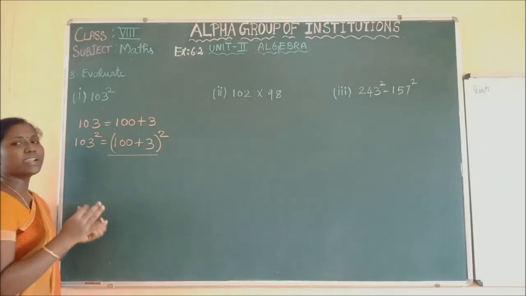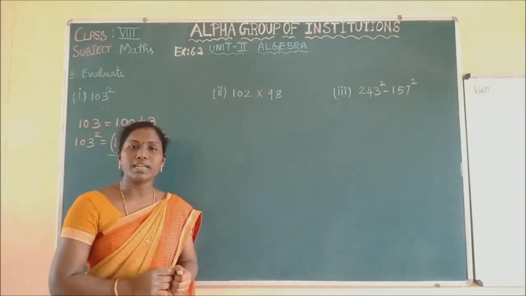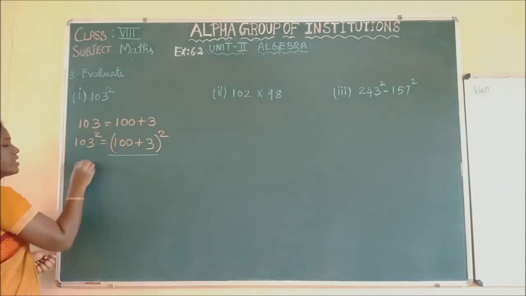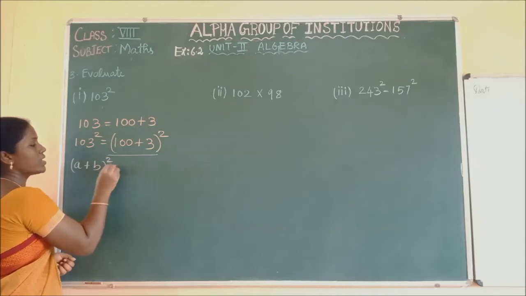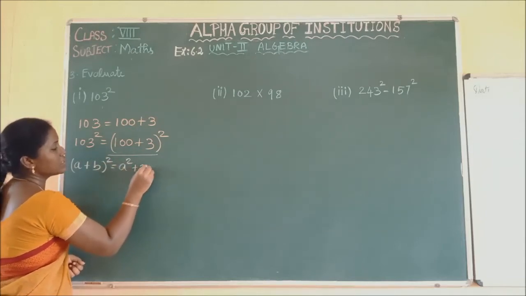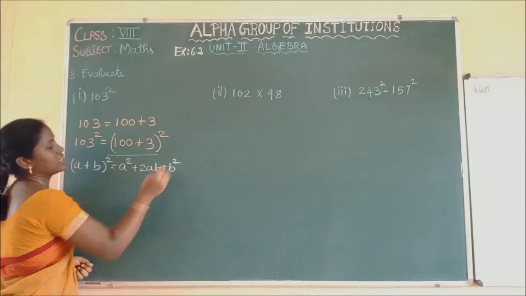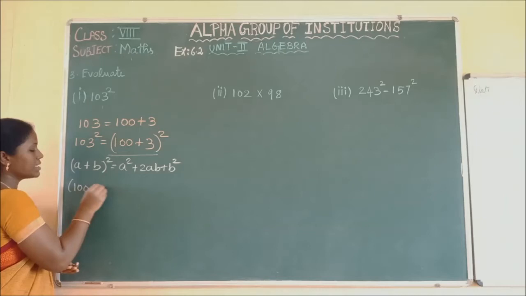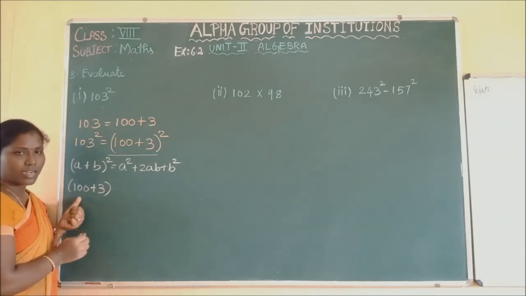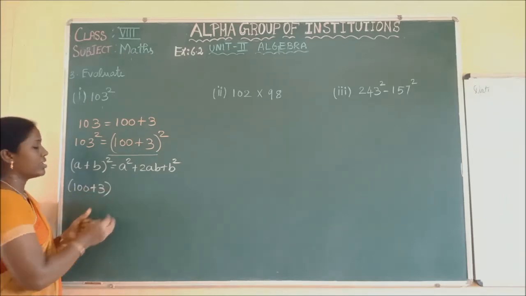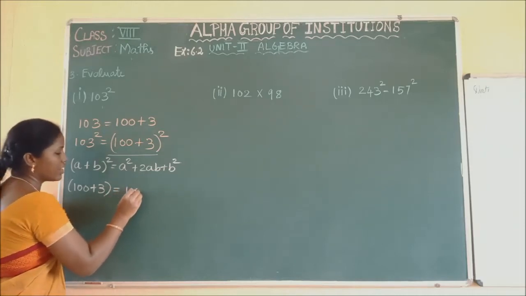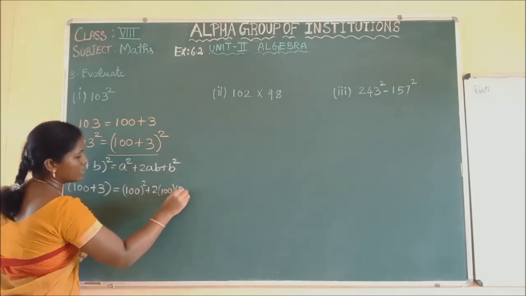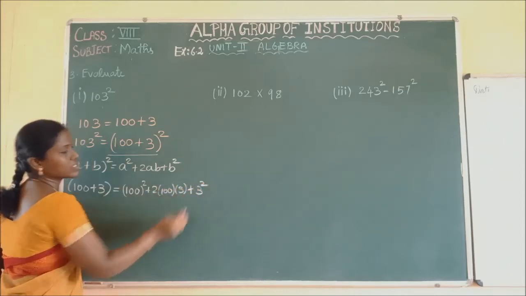By seeing this, what identity do you get in your mind to use here? Yes, A plus B whole square. Now we write it: A plus B the whole square is equal to A square plus 2AB plus B square. This is the identity. Now expand in this form. Here we have 100 plus 3, so instead of A we have 100 and instead of B we have 3. Shall we substitute here? Yes: 100 square plus 2 into 100 into 3 plus B square, which is here 3 square.